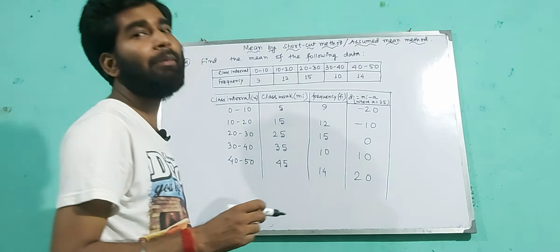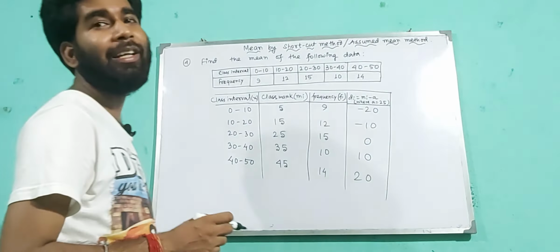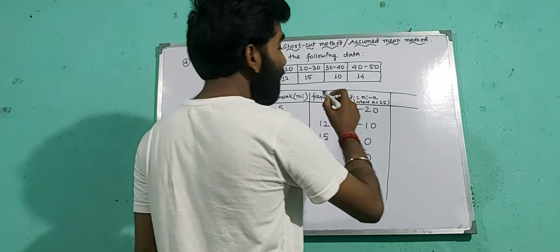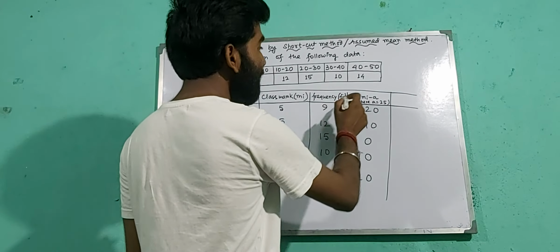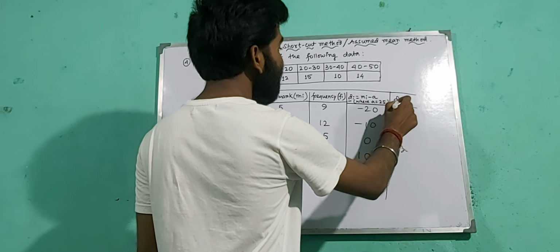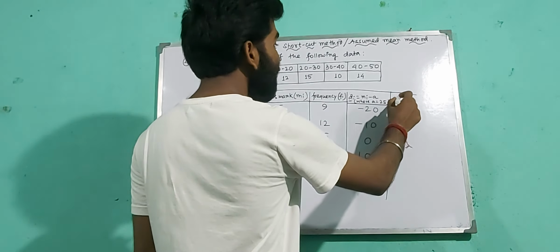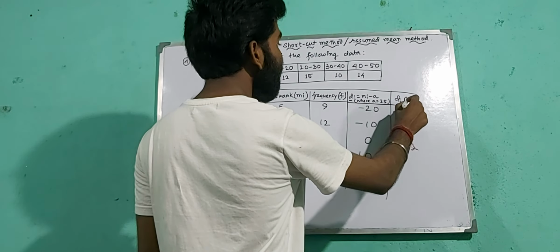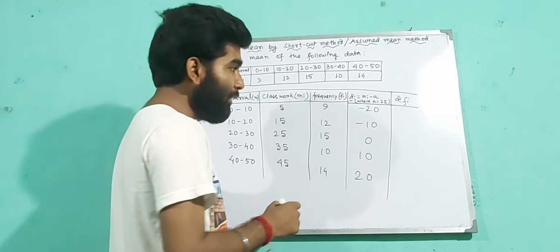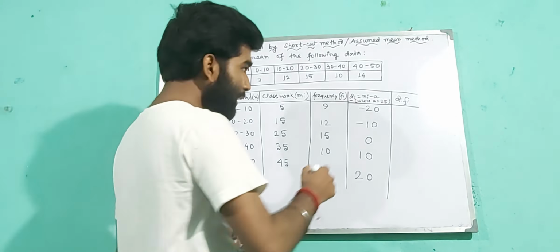So only this column will be different. Now see, in the last step, earlier you used to do mi into fi, but here no need to do mi into fi. Here it will be di into fi. What is the new value we have got? di into fi. This is the shortcut method, because we have used the assumed mean here.